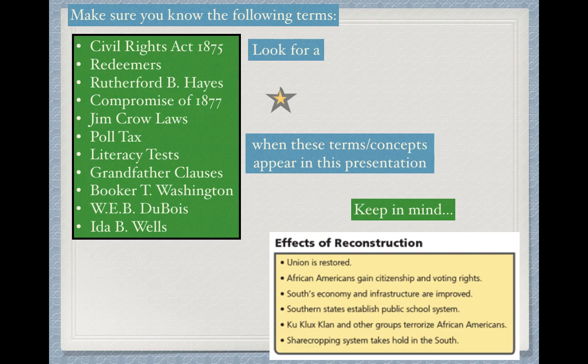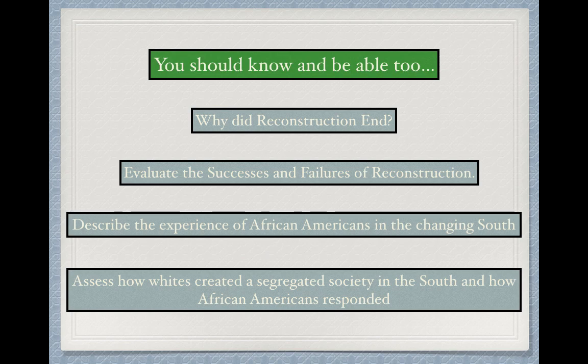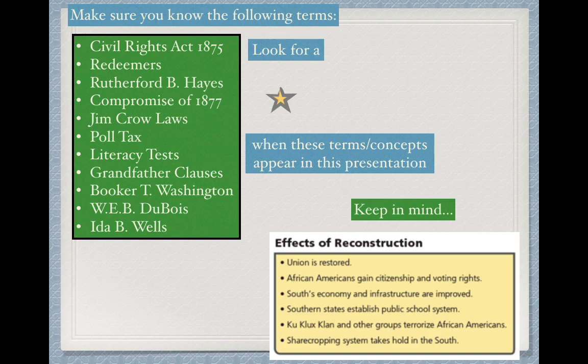The South's economy and infrastructure are improved. Remember, they had been devastated during the Civil War. Southern states establish public school systems. The KKK, the Ku Klux Klan, and other groups emerge in the South and begin a campaign of terror against African Americans and others to some degree. And also the sharecropping system takes hold in the South. So as long as we can answer the questions or the to-dos, so to speak, from this slide here, understand these terms as well as the effects of Reconstruction, then we should be in decent shape going forward.